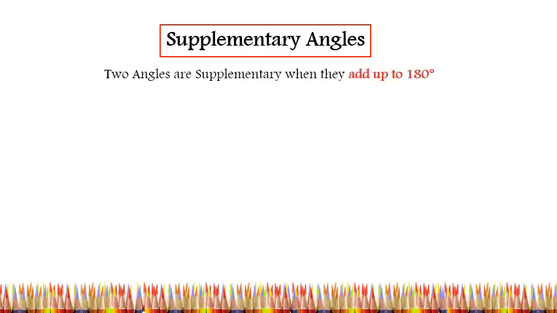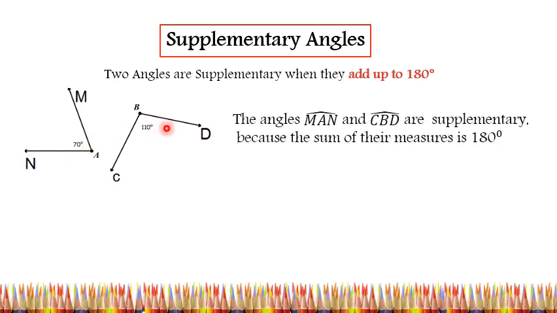Okay, now what about supplementary angles? Two angles are supplementary if their sum equals 180 degrees. For example, NAM equals 70 and CBD equals 110. If I add them together, 70 plus 110 equals 180 degrees. So I can say that MAN and CBD are supplementary angles because their sum is equal to 180 degrees. Fine?